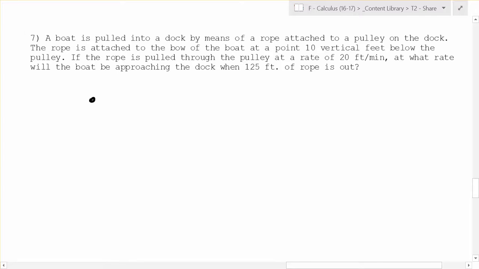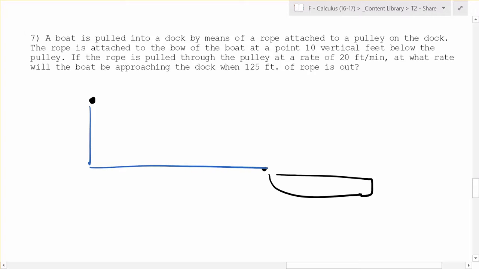There's a pulley, right? And there's this dock, and then there's this point, and that right there is the bow of the boat. So if I draw a triangle here, which thing is 10? The height. This is 10, right? So where's the pulley? There's the pulley, right? Do you agree with this? Yeah.